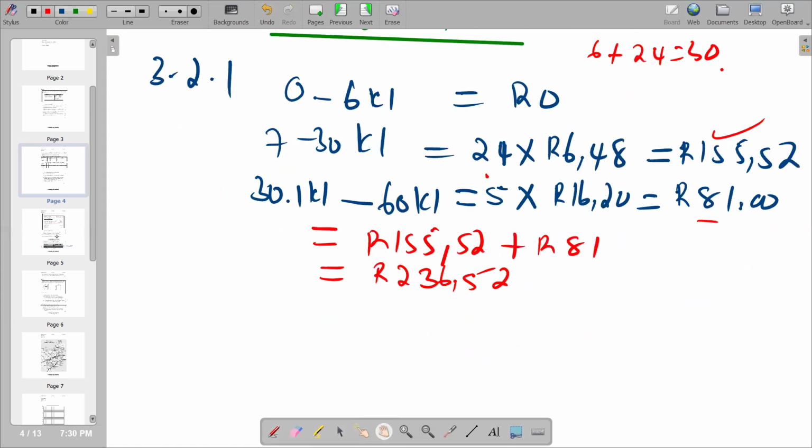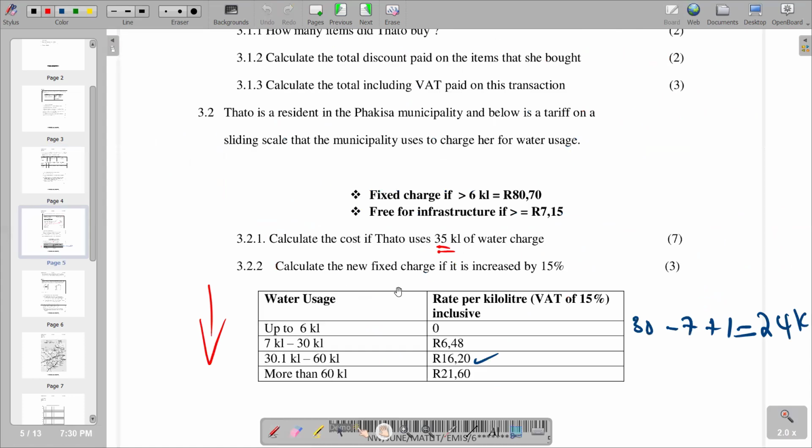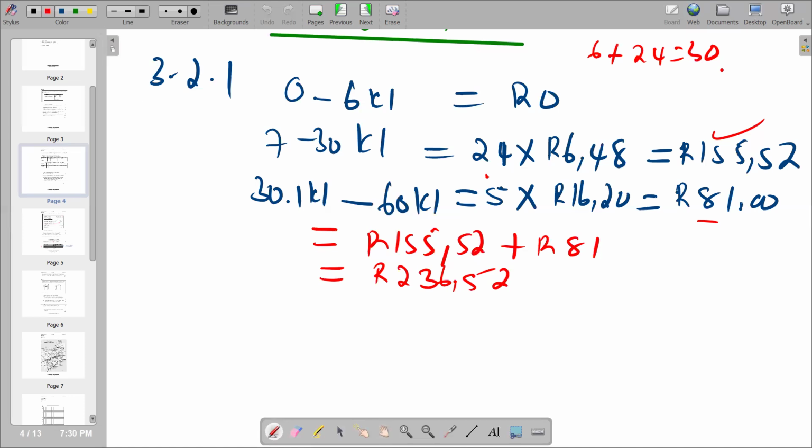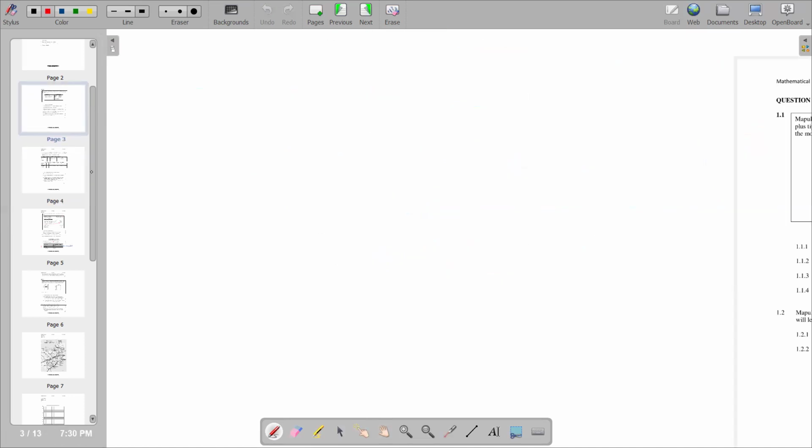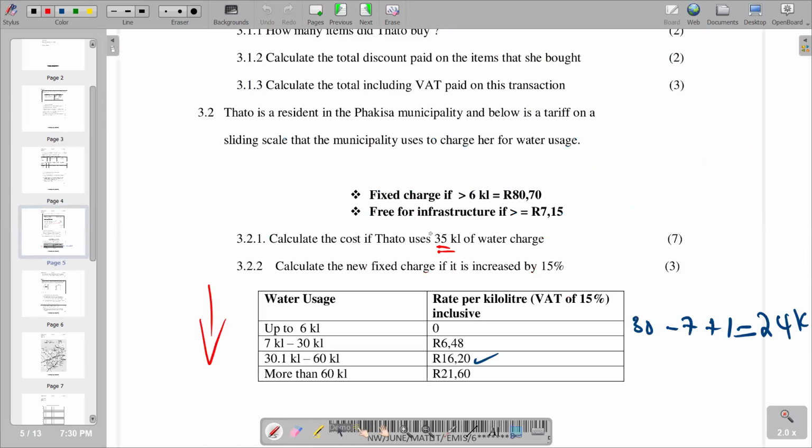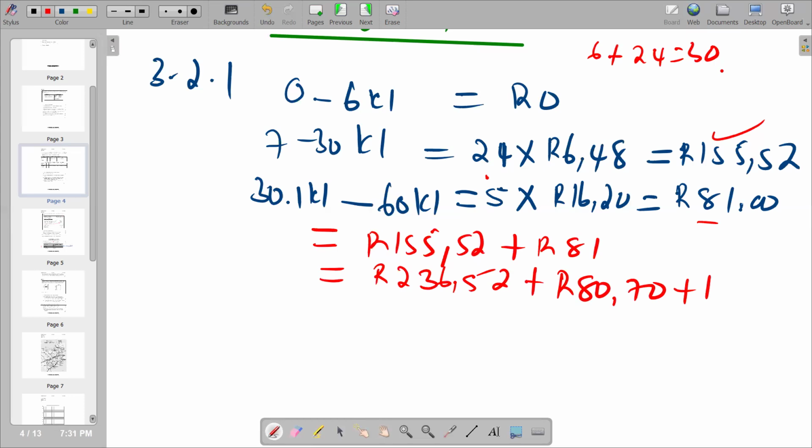So to calculate, remember the question says calculate the cost if Tatu uses 35 kiloliters of water, of which we have a fixed charge which is 8 rand 70, which you are also supposed to add. So we add a fixed charge which is 8 rand 70, and also we have the fee for infrastructure if greater than 6 kiloliters, which is 7 rand 15. So we're also supposed to add that 7 rand 15. So we now add to get the total.